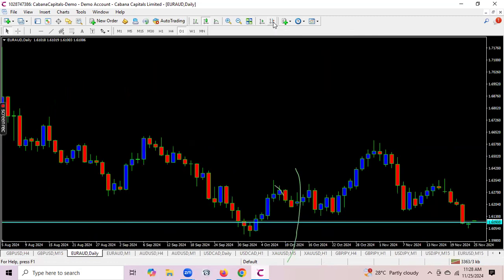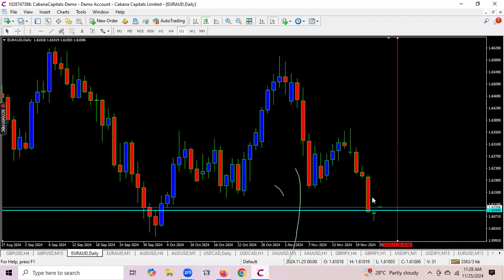You see the pattern we have on the Euro Australian dollar daily chart. It's a bullish reversal pattern, and that is the reason I'm considering buying Euro Australian dollar. So Euro Australian dollar this week is a buy, because the candlestick pattern we have on the daily time frame indicates that the trend has a higher probability of changing from bearish to bullish. That is why I'm considering buying.